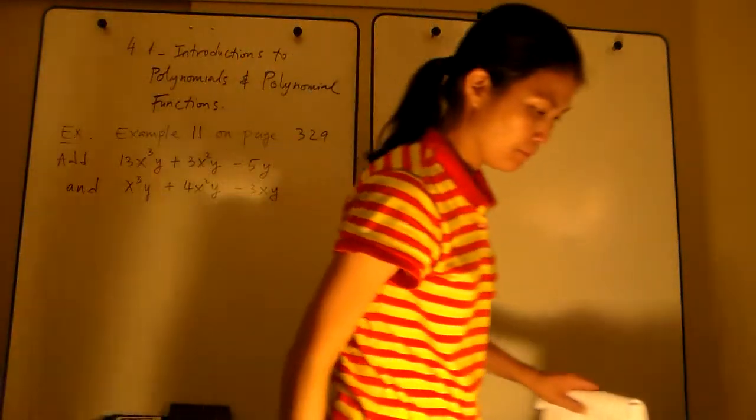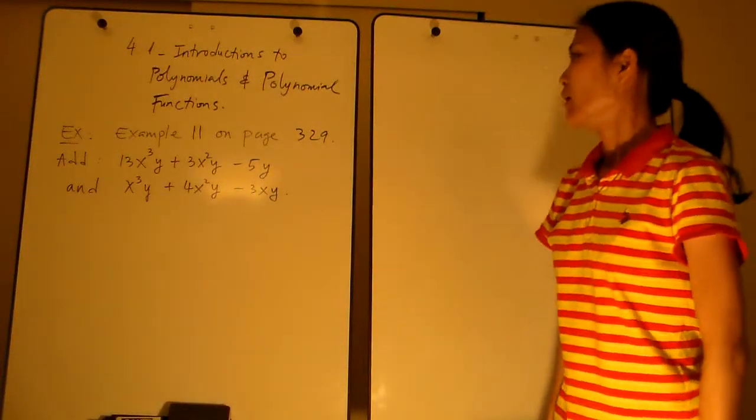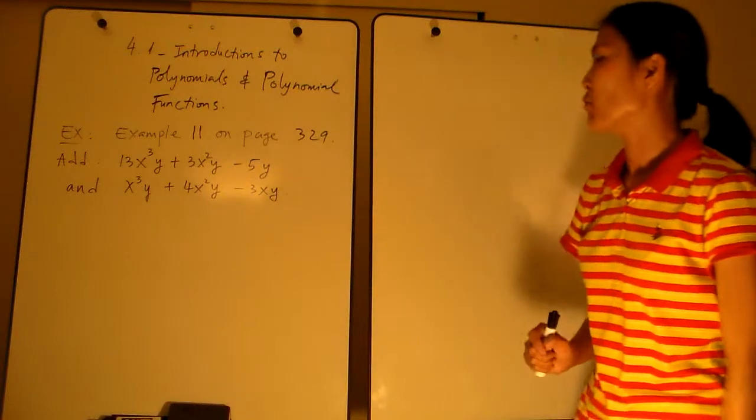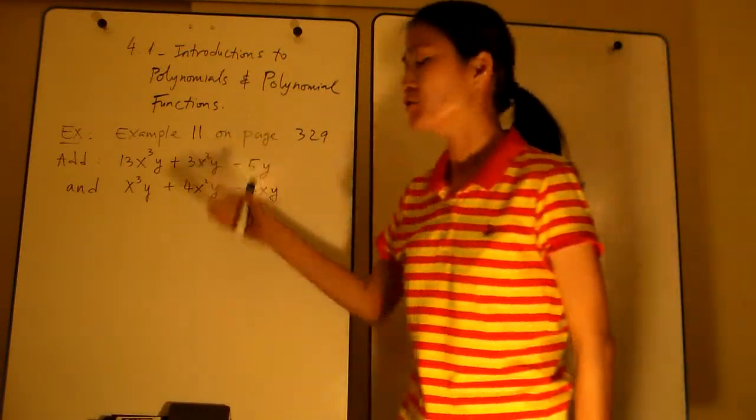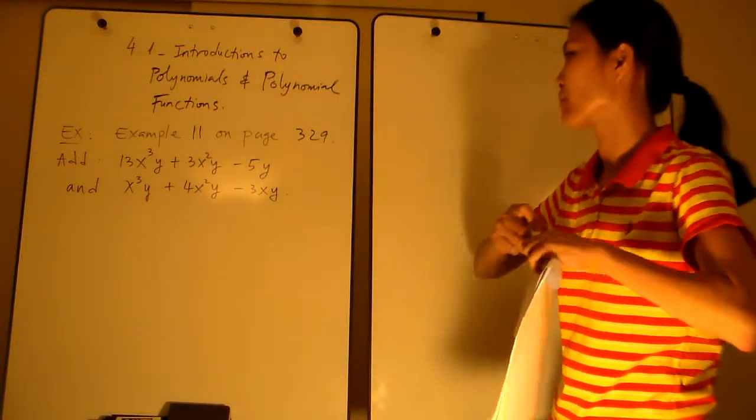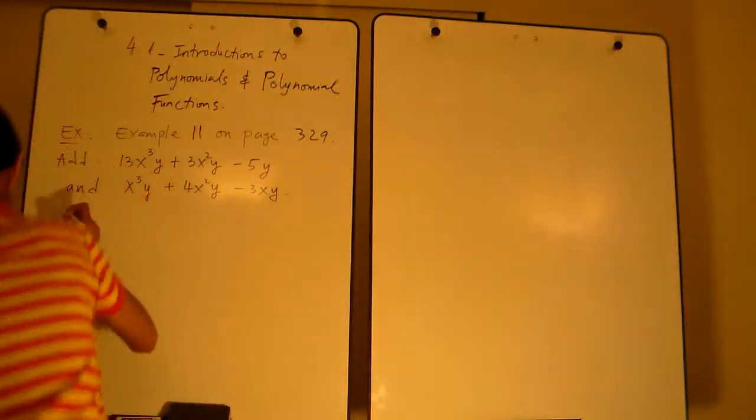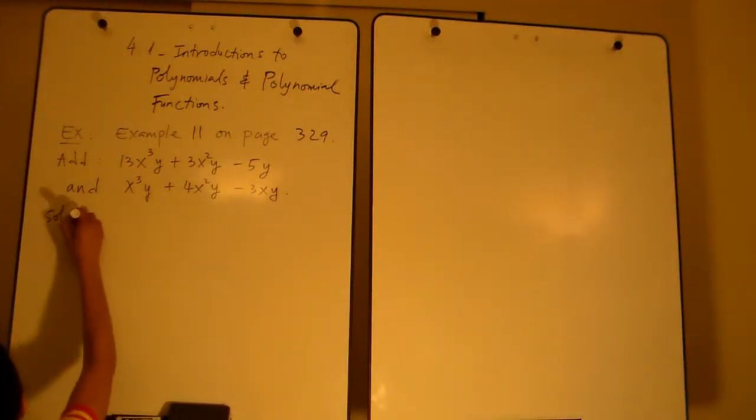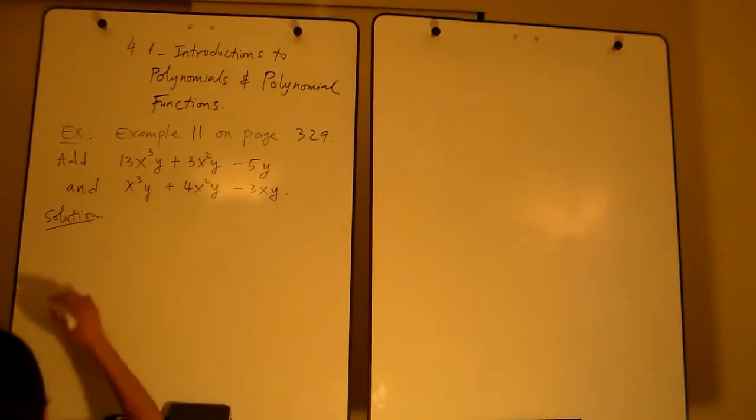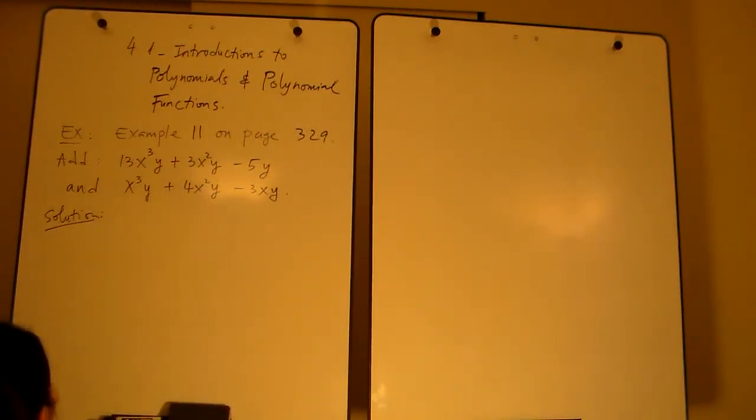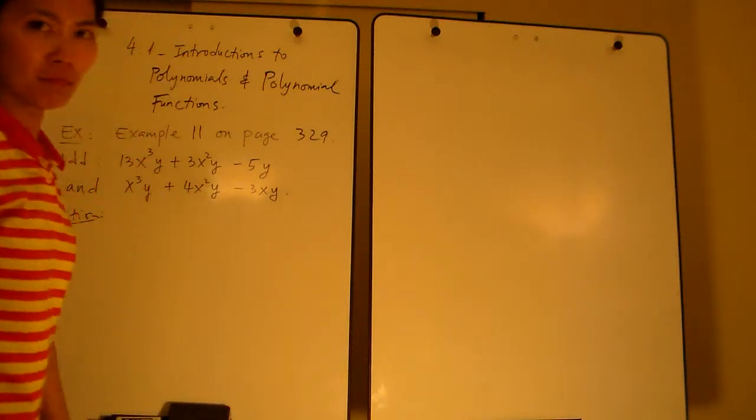This is another example, 11 on page 329. We add the two polynomials. Okay, so, solution. To add all the terms of the two polynomials, it's very similar to combining like terms.